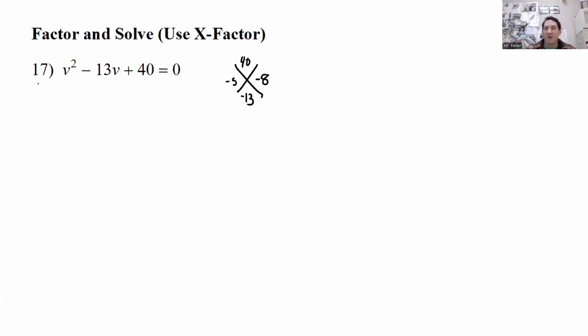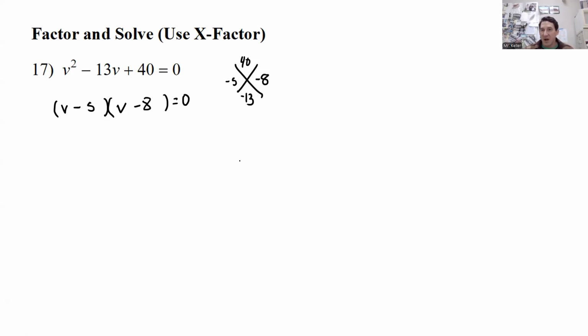Since there's nothing in front of the V squared, we can use our X factor shortcut and just put the sides of the diamond straight into our factors. So it's going to be V minus 5 and V minus 8 are our factors.